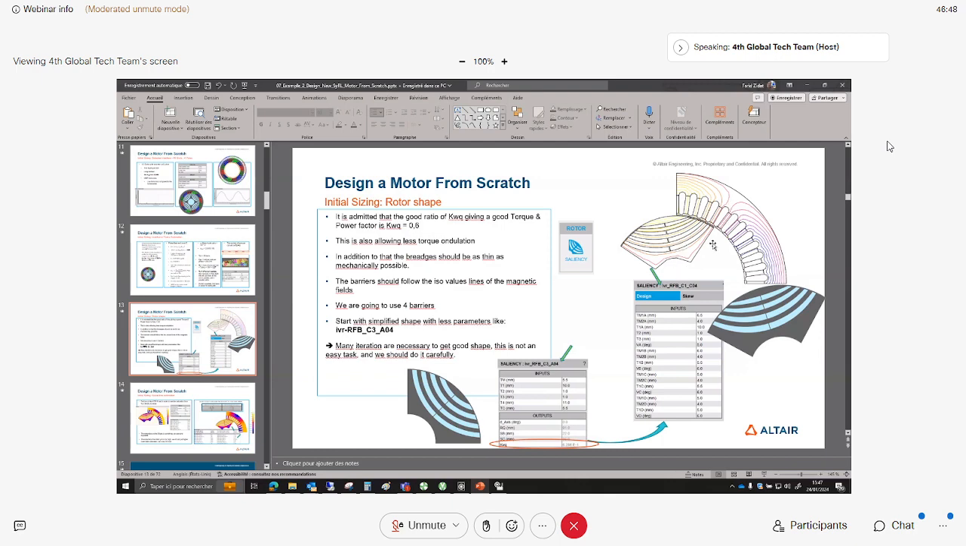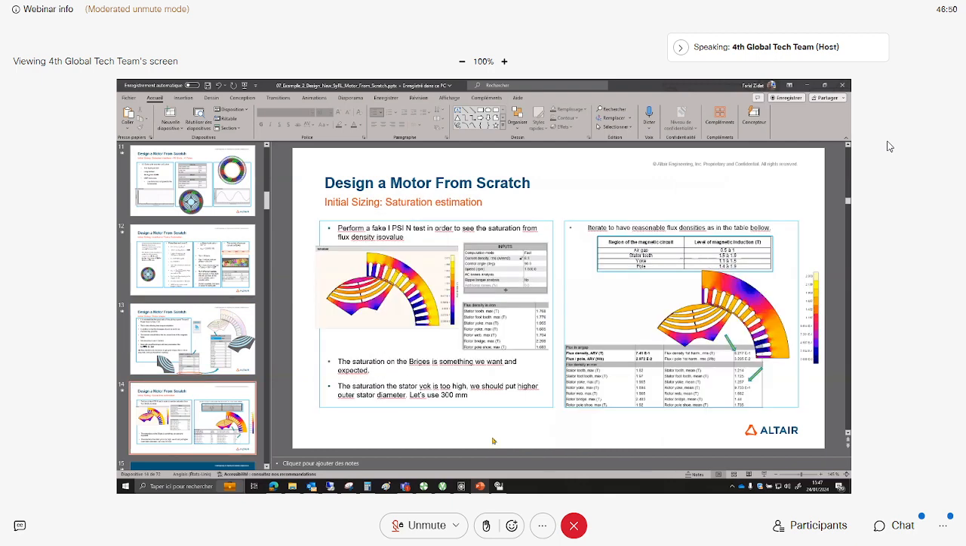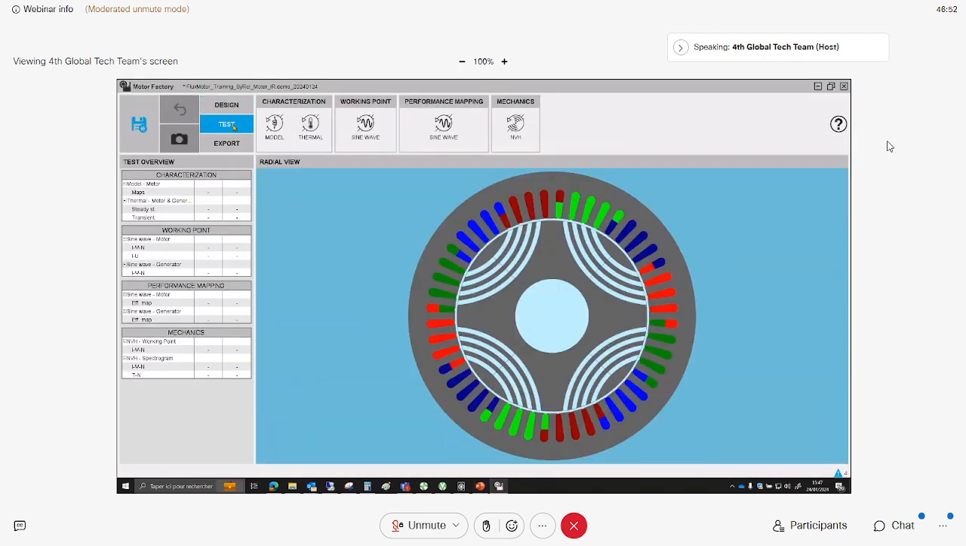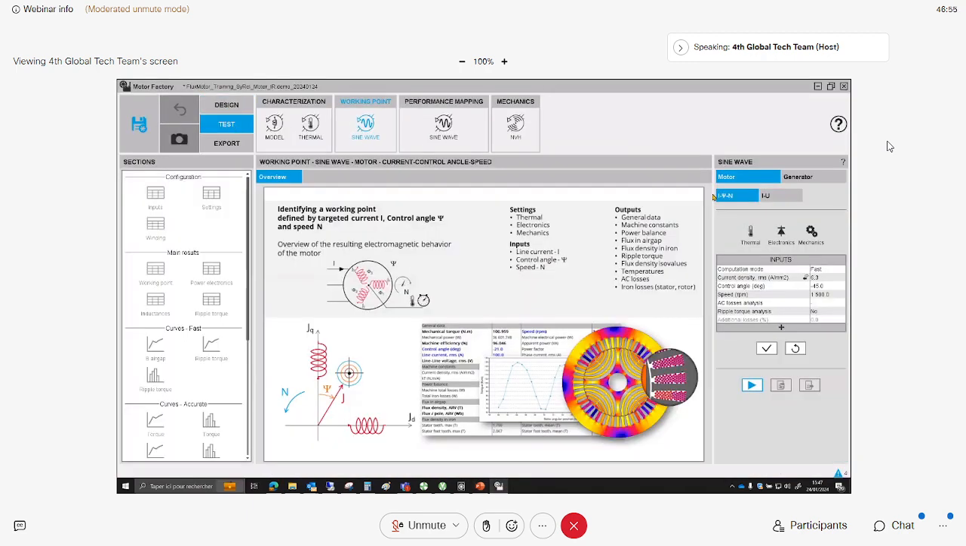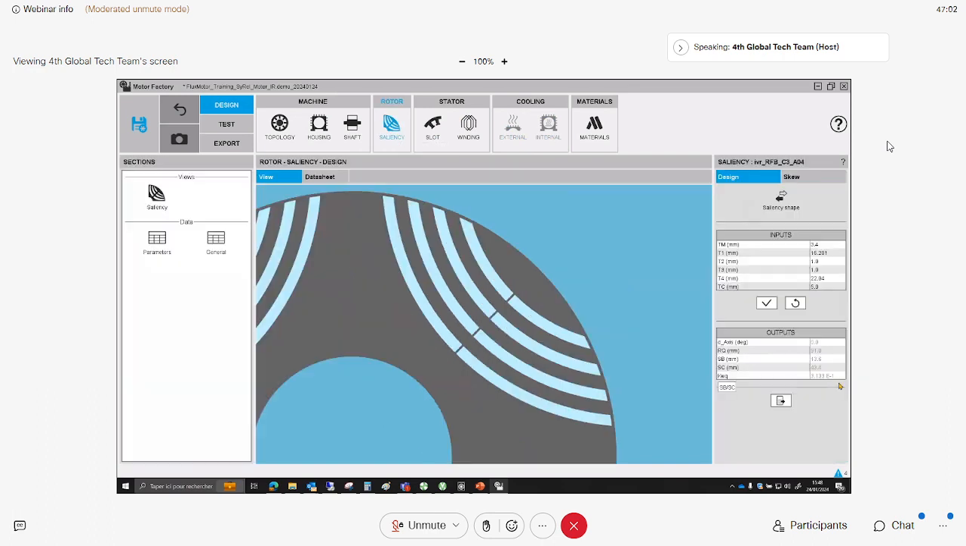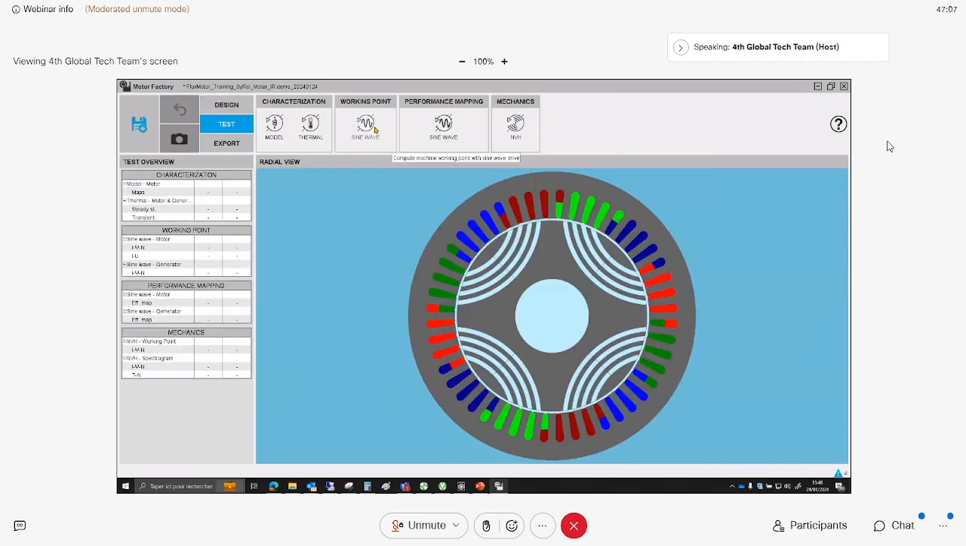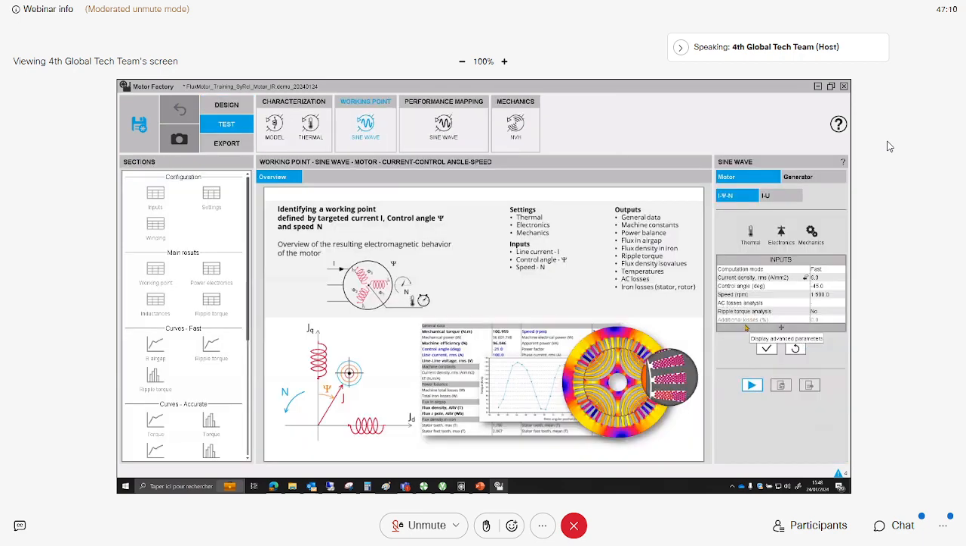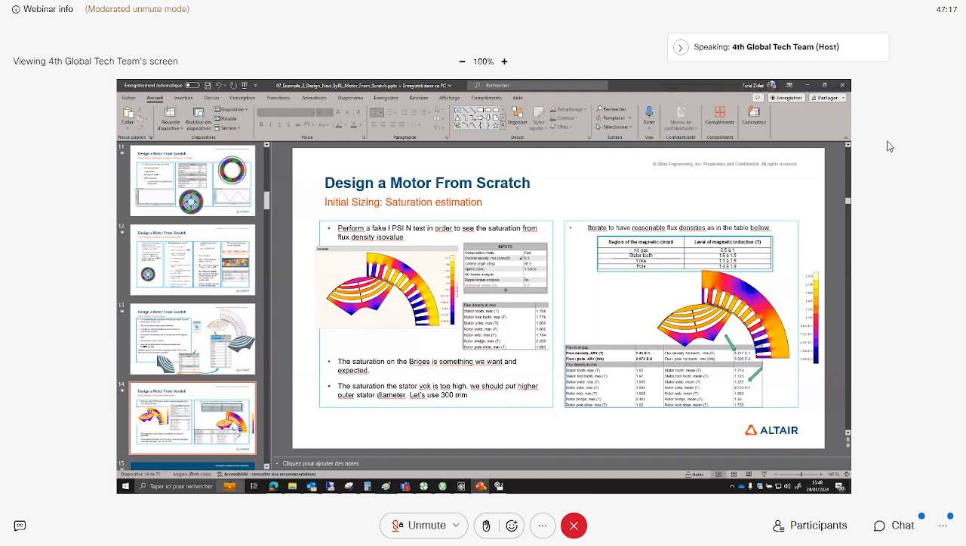So how to get this flux line? One needs to make a fake IPCN test, right? Once you get to a saliency something close to 0.6, then you have to launch a fake IPCN test in order to see the saturation and to see the flux line. So yeah, you need to make this fake IPCN test and have a look at the saturation.